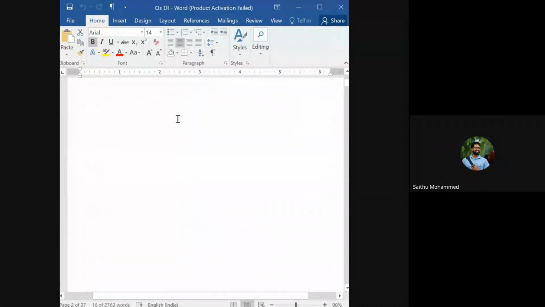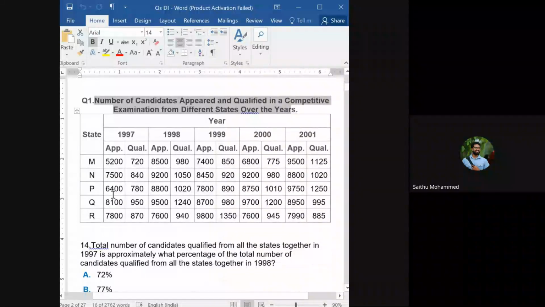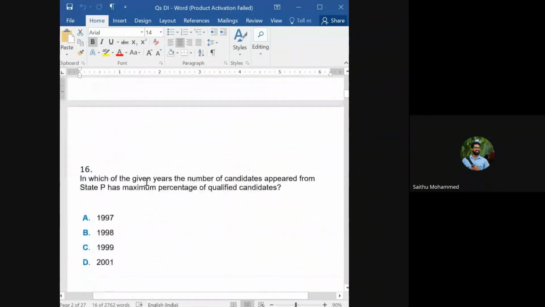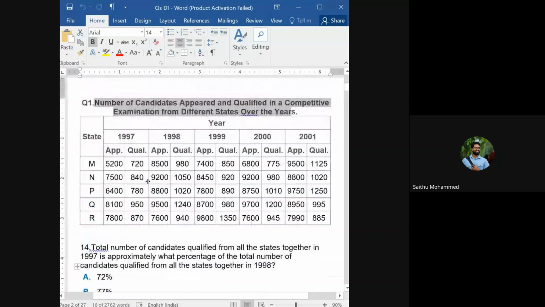Okay. Here, in data interpretation, we have four types of data that we will be given. One is table. Second one is bar chart. The third one is pie chart. The fourth one is line graph. Okay. So this is how a table will be, and I will be showing you the bar graph as well as pie chart as well as line chart. So the first one for us is the table here.